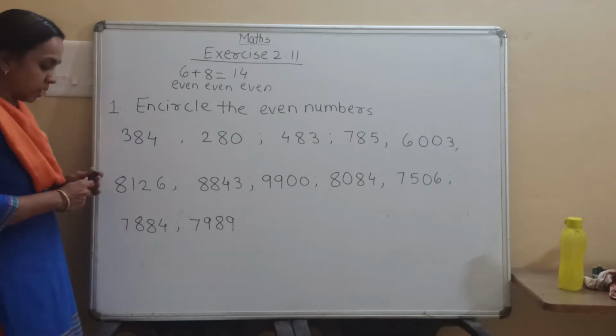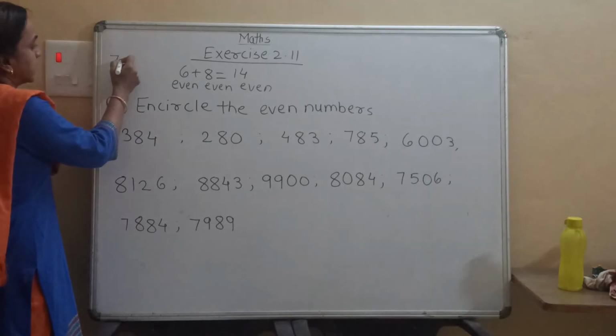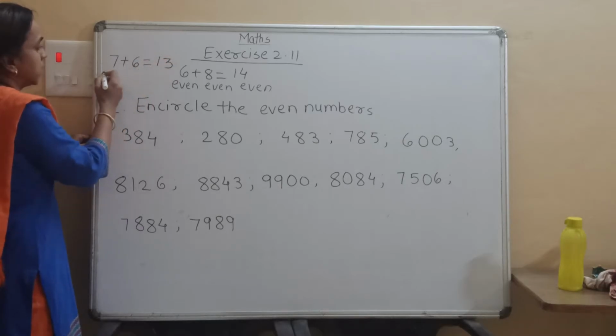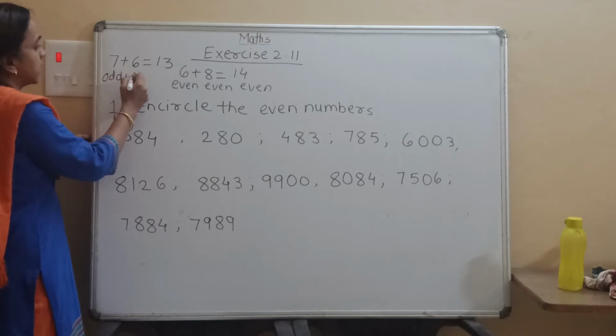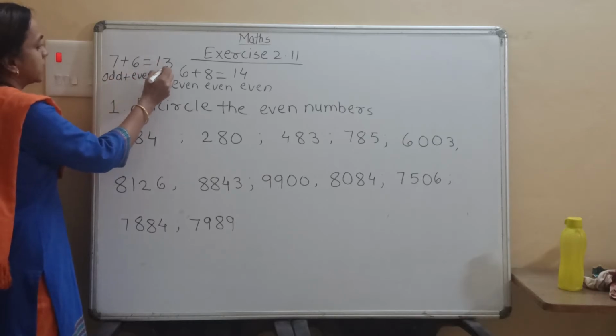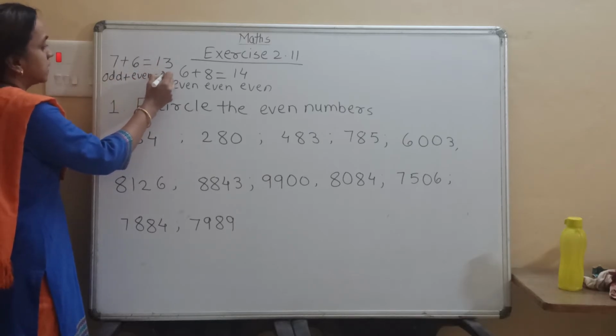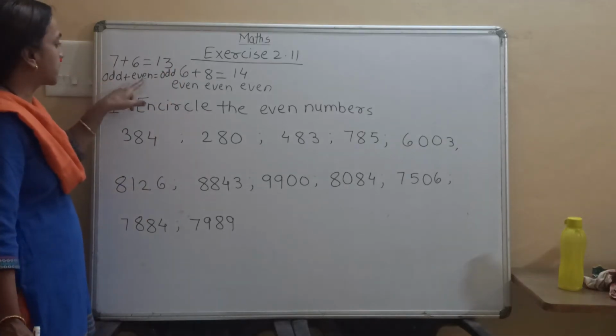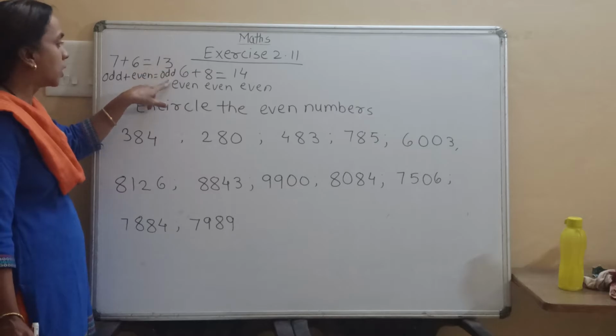Okay. So if we add 7 plus 6, what is the answer? 7 means what? Odd number. 6 is an even number. And the answer is 13. 13 is an odd number. So odd plus even equals odd.